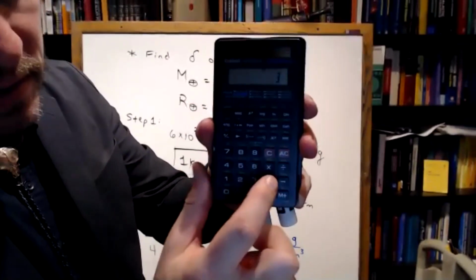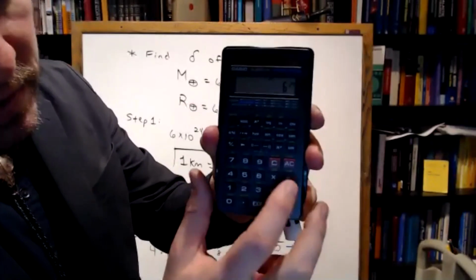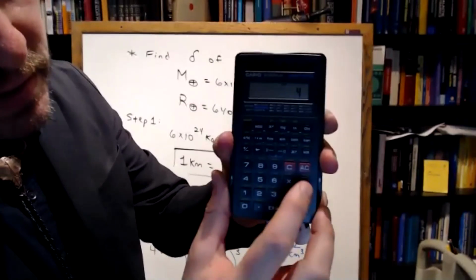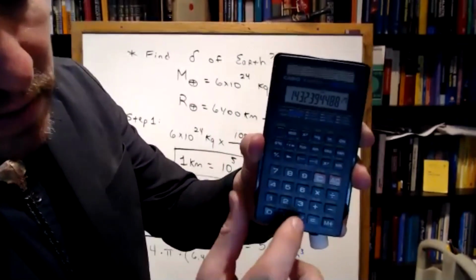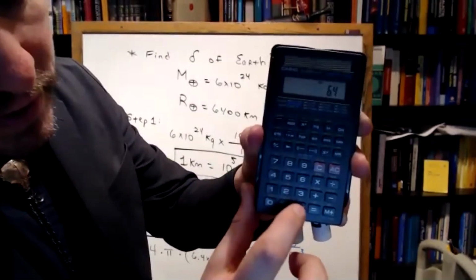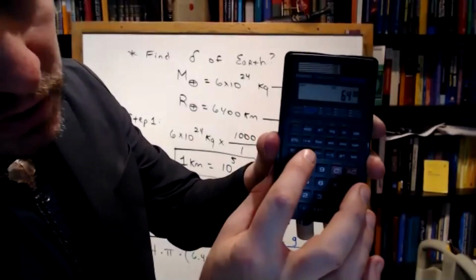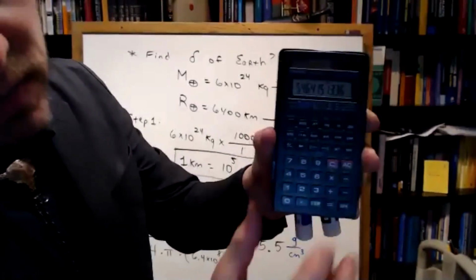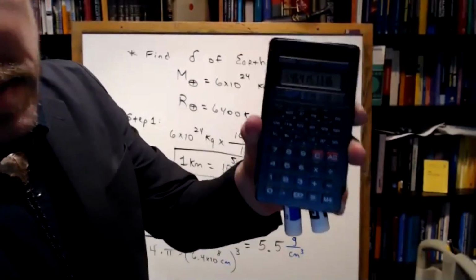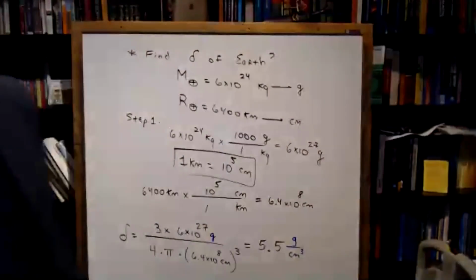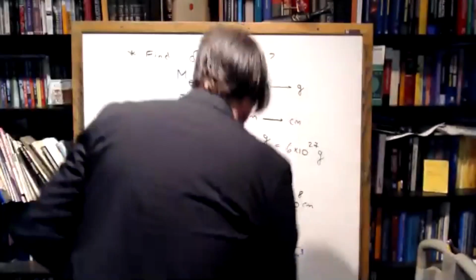3 times 6 exp27, divide by 4, divide by pi, divide by 6.4 exp8, shift, cube, equals 5.5. Can we all see that? Please make sure that you can handle this, okay? What does it mean, class? 5.5 grams per cubic centimeter.